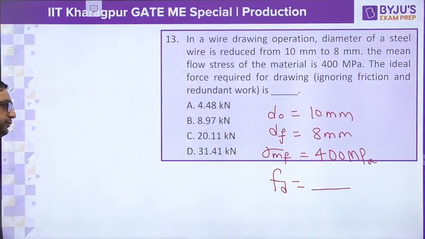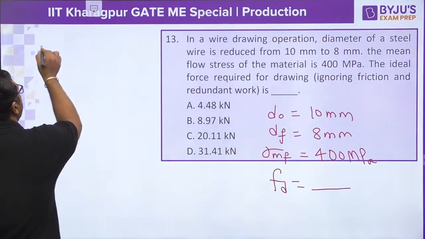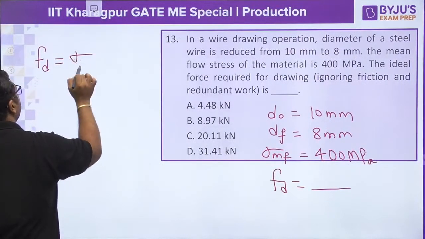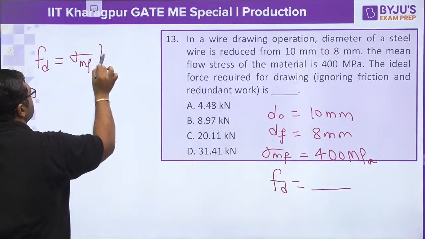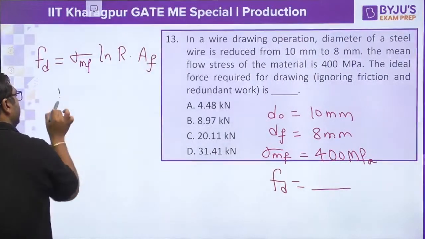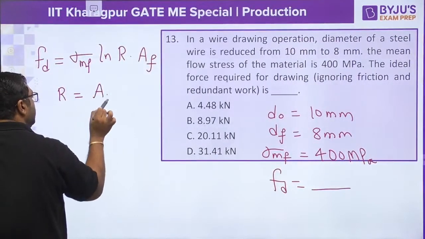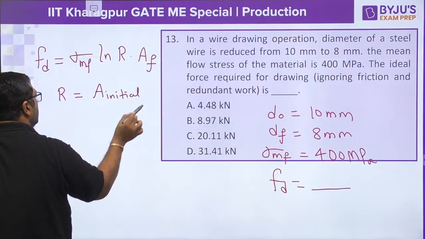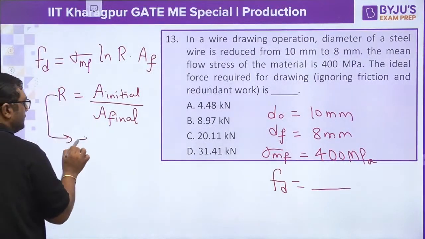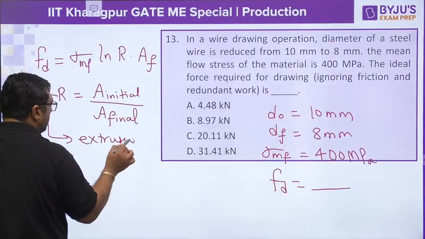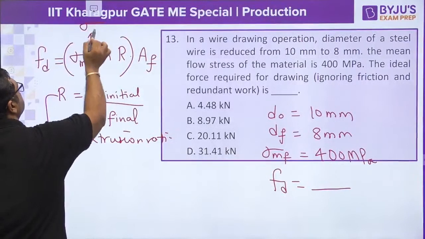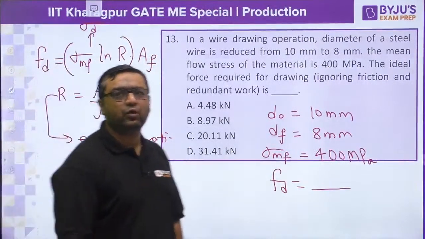I will give a hint. Drawing stress is, drawing force is the mean flow stress times ln R times the final area. Here R is the ratio of the initial area to the final area. R is also said to be the extrusion ratio. This is said to be the drawing stress.